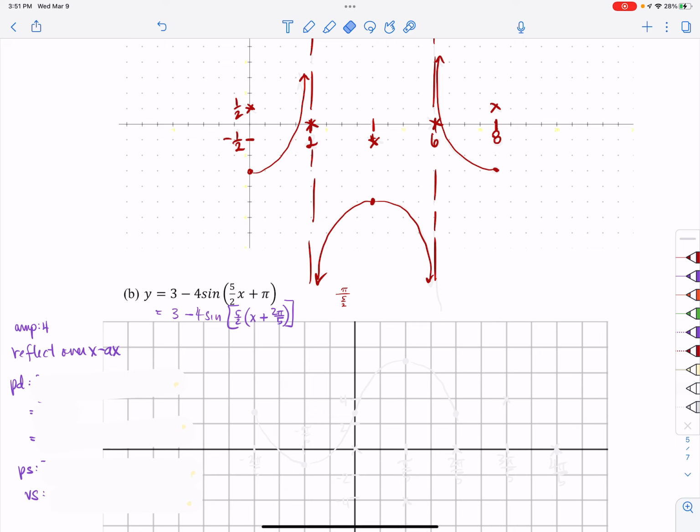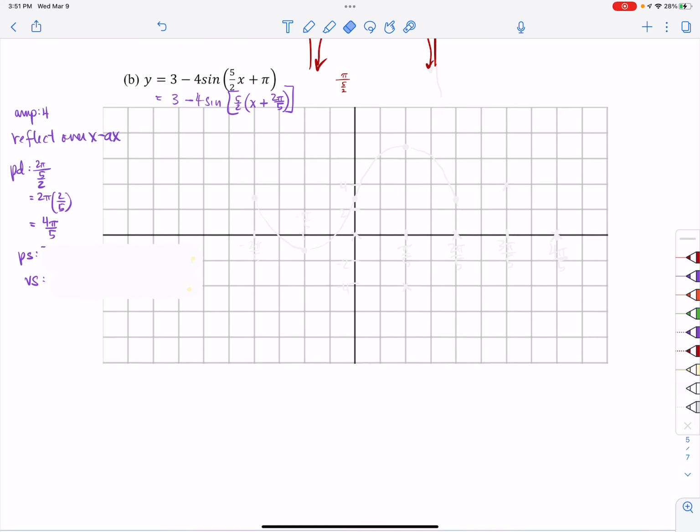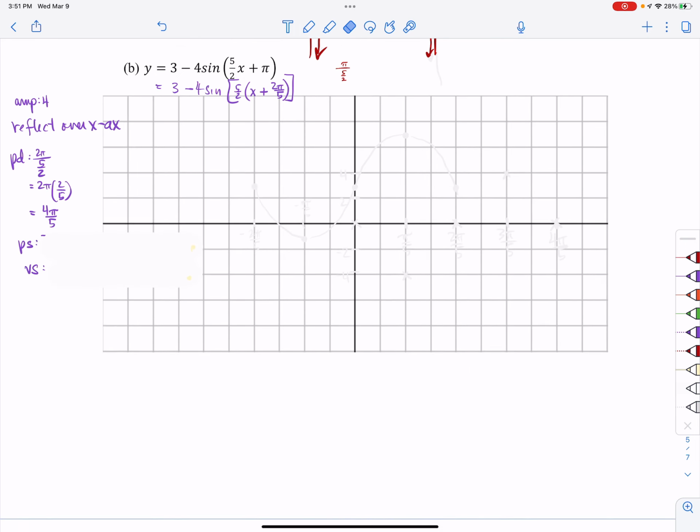The period is going to be 2 pi divided by 5 halves. So 2 pi divided by 5 halves, when you multiply by the reciprocal, is going to become 4 pi over 5. My phase shift is now going to come from here, so it's going to be left 2 pi over 5. And then lastly, we have a vertical shift, and that vertical shift comes from the 3 that's written out in the front. So we're going to be shifting up 3.